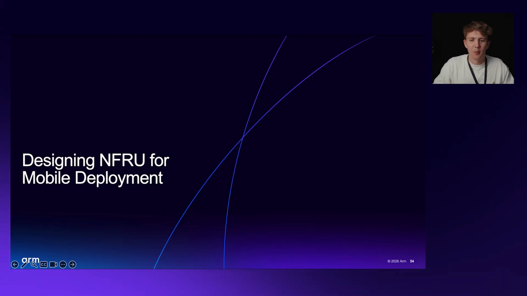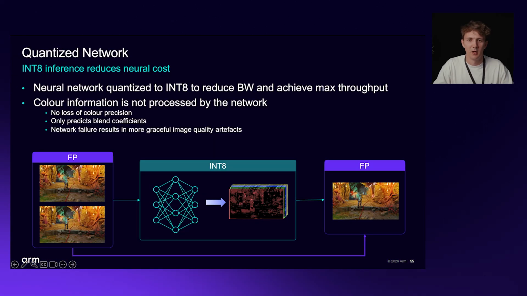So now I'd like to talk a little bit about how we have designed an NFRU for mobile deployment. I'll just touch on a few of the features that we have that ensure that this runs efficiently at real time on a mobile device. So to start with, we run a quantized neural network. We quantize it to int8 for a couple of reasons. The main one being that this reduces memory bandwidth, and it also can achieve max throughput on ARM-NX.